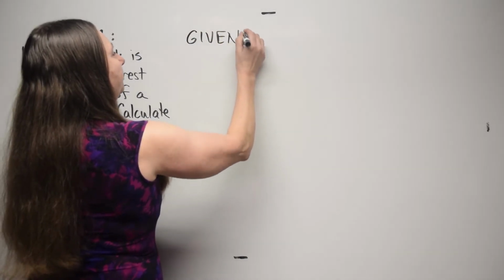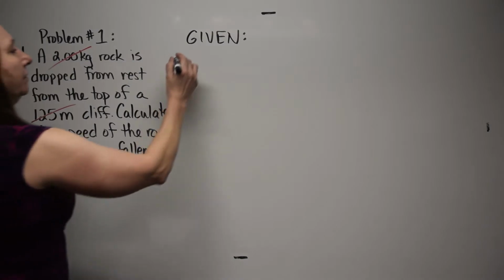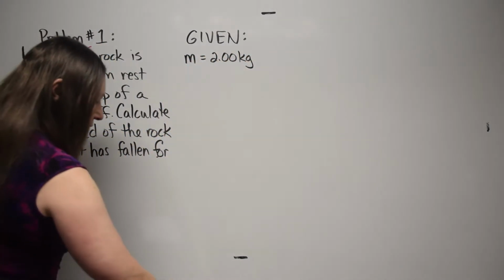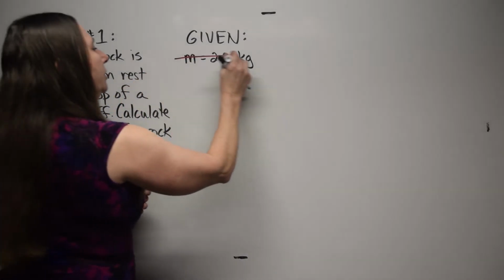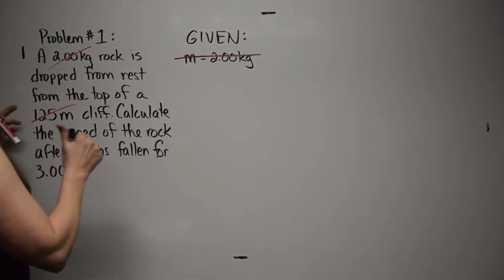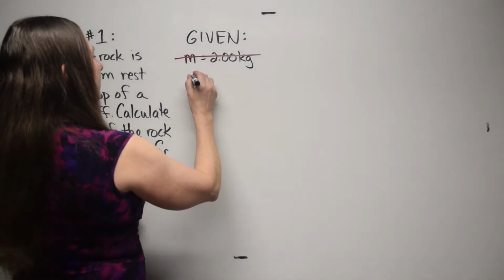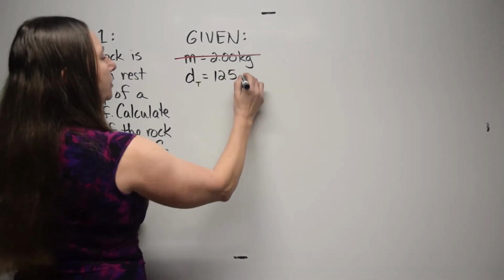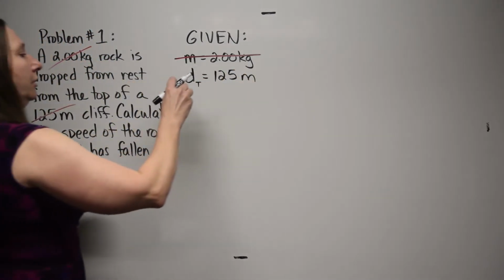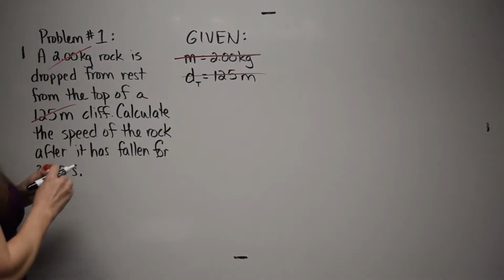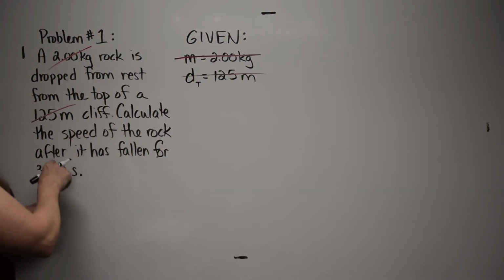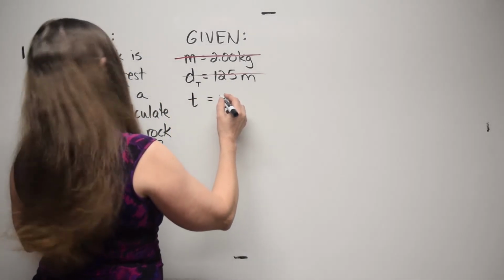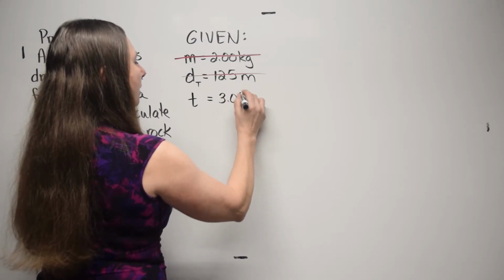Given: the mass of the rock is 2 kilograms. We pretty much know that we're not going to need that. The total distance is 125 meters. We're really not going to need that either. That's not what they're talking about. They want to know the speed of the rock after it has fallen for 3 seconds. So the time is 3 seconds.